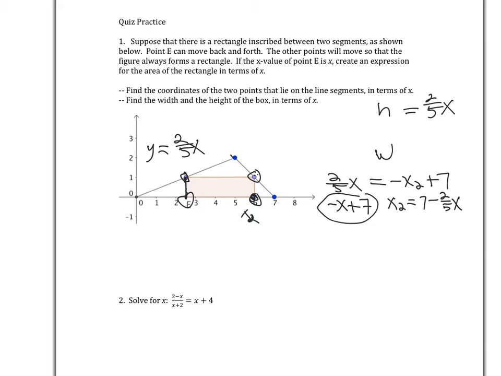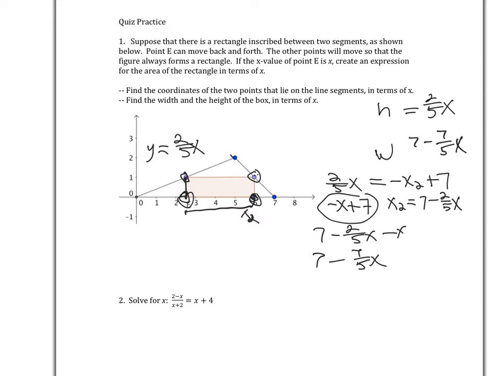So now we know that this point has x-coordinate 7 minus 2/5 x, but to figure out the width of this box, we need to subtract the x-coordinate of our point E, which is x, from the x-coordinate of this point here. So we get 7 minus 2/5 x minus another x, and since x is equal to 5/5 x, we get 7 minus 7/5 x. So that is equal to our width, 7 minus 7/5 x.